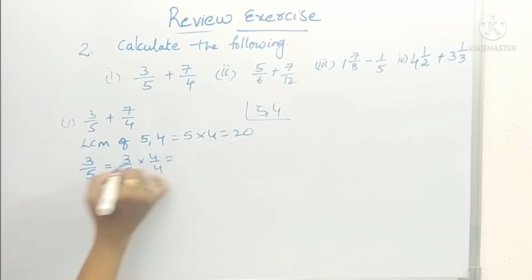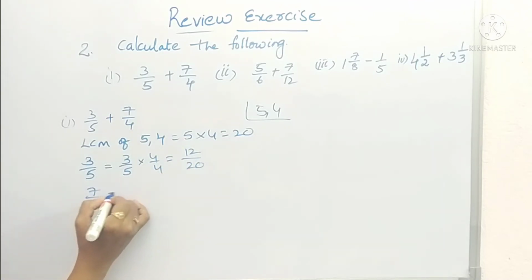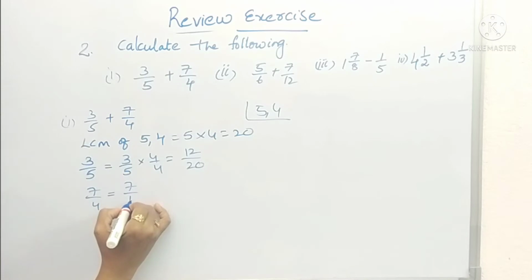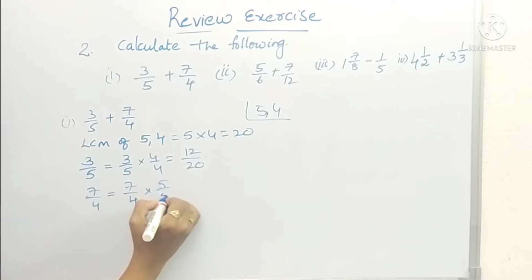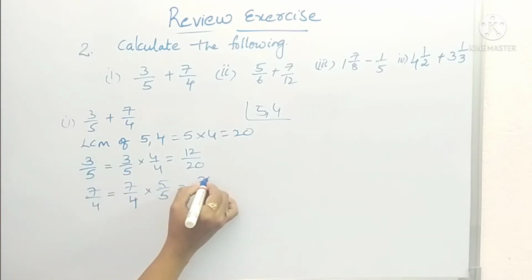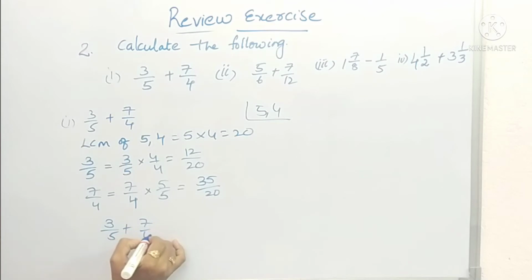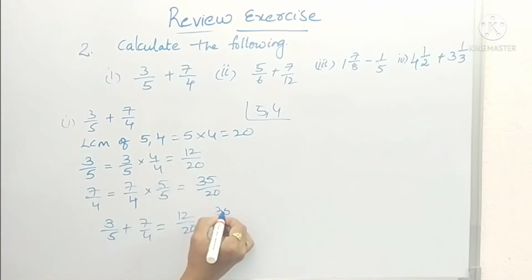So multiply with 4 by 4. 3 4s are 12 and 5 4s are 20. Now 7 by 4: 4 5s are 20, so multiply by 5 by 5. 7 5s are 35 and 4 5s are 20. So now we can add very easily, right? 3 by 5 plus 7 by 4 equals 12 by 20 plus 35 by 20.